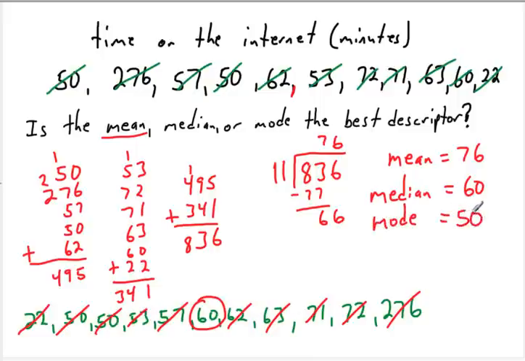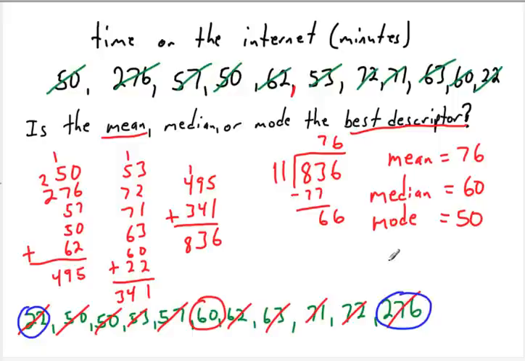So now going back to the question, best descriptor. Well, the median 60 looks like it's pretty close to all the data. We got some 50s, a bunch of 60s, some 70s. Then we got some outliers here. We got a 22, which is decently far off comparatively. Then we got this 276, which is quite a bit off. So I consider those outliers and the 276 mostly.